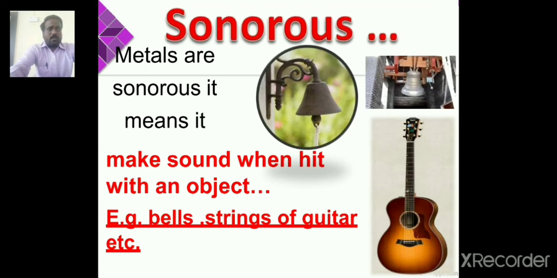Sonorous material. Sonorous material means what? Metals are sonorous. It means when an object hits it, there is a sound. It makes a sound when hit with an object. For example, bells, strings of guitars. We know if we hit the bell, it gives a sound. Guitar, if its strings are struck, that guitar gives a sound. That is called the sonorous property.